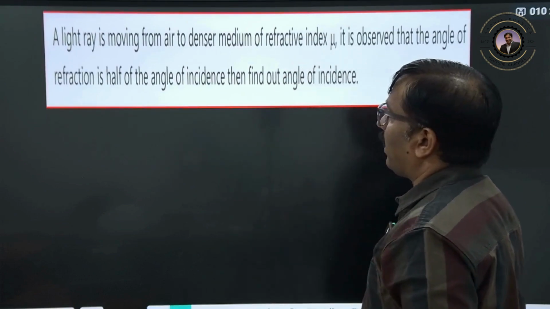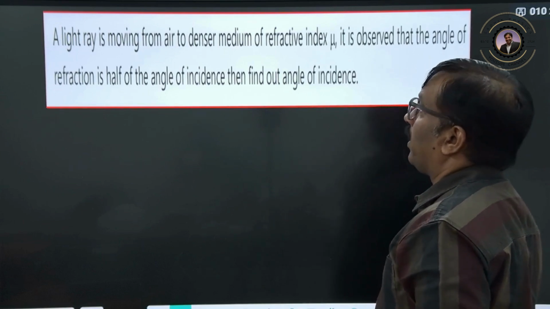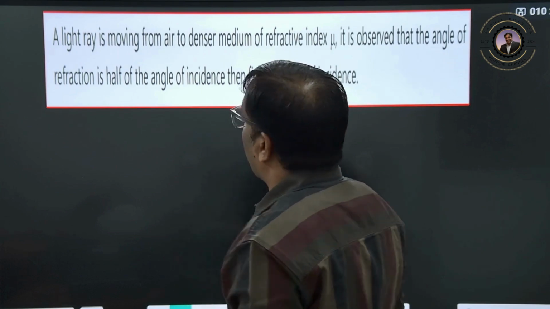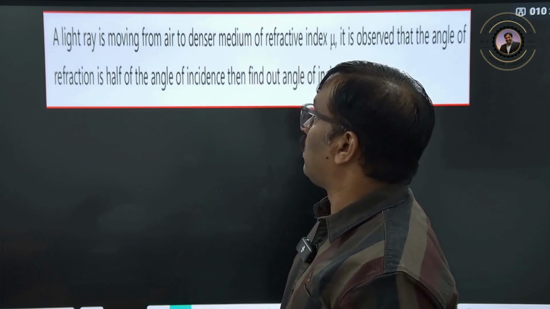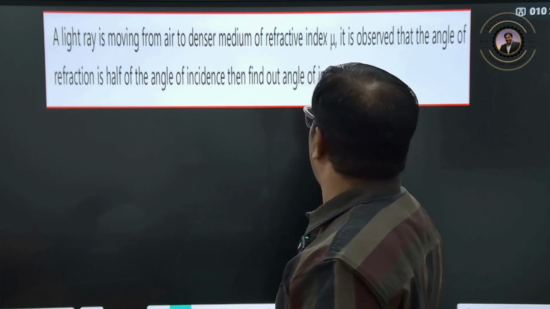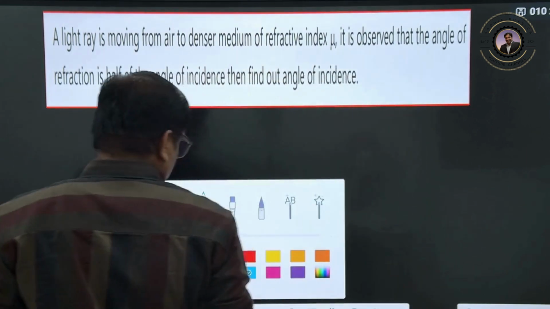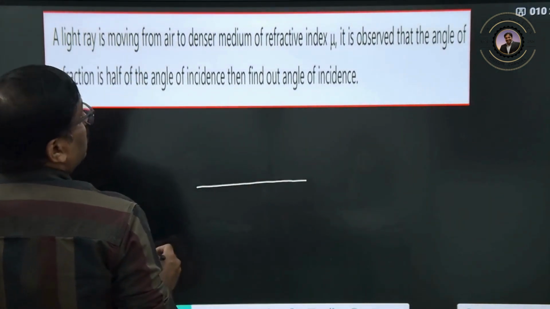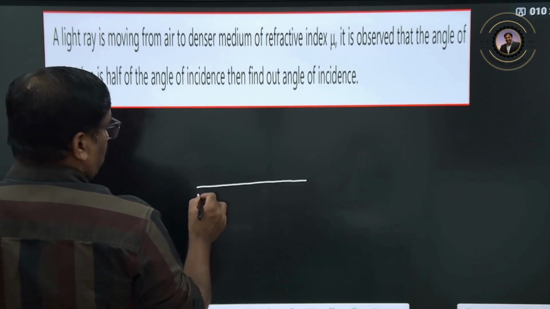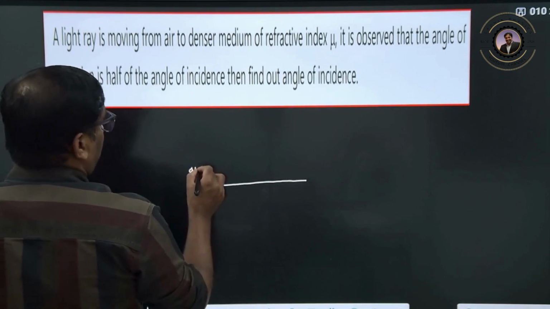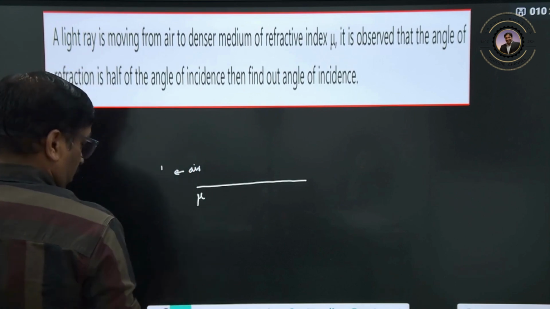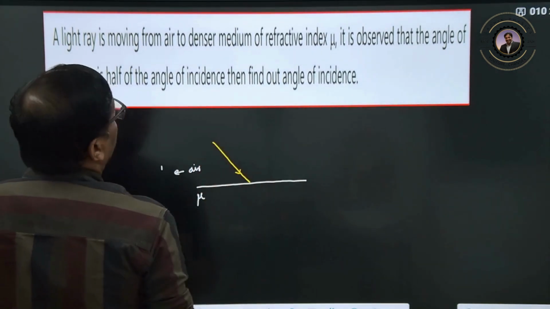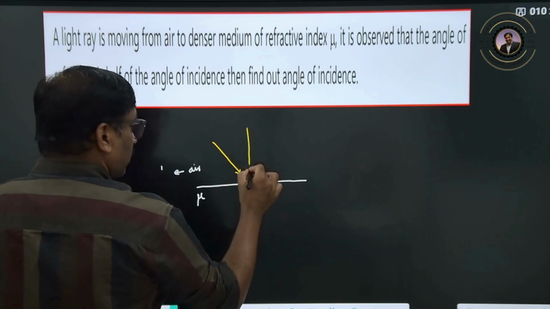A light ray is moving from air to a denser medium of refractive index mu. It is observed that the angle of refraction is half of the angle of incidence. Find the angle of incidence. Same type of question. Here the refractive index is mu, and this is air, which means 1. The light ray is traveling from air to the denser medium.